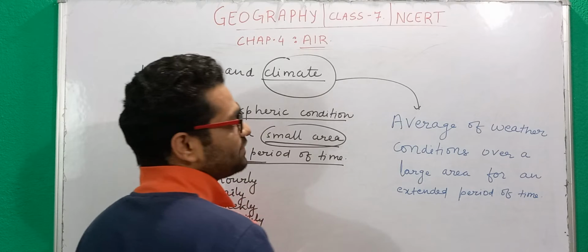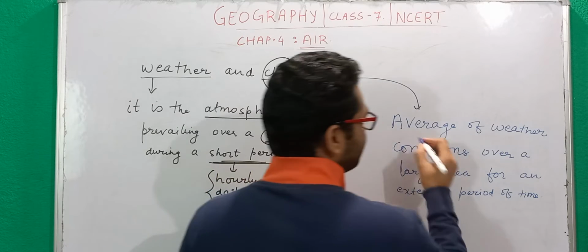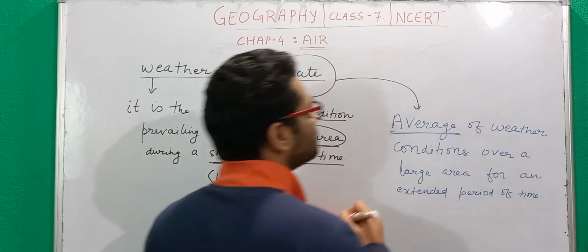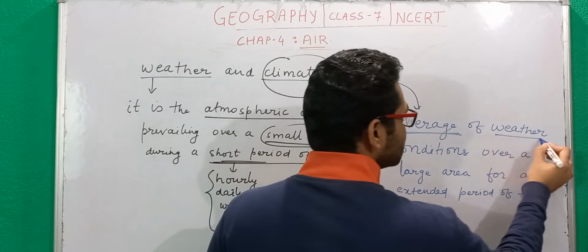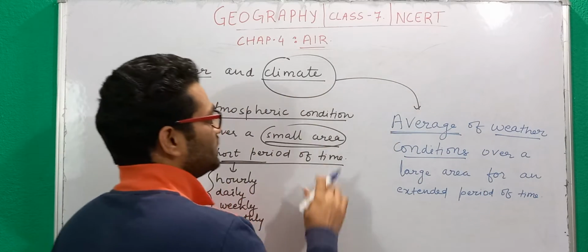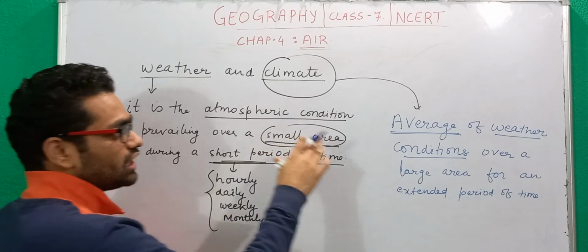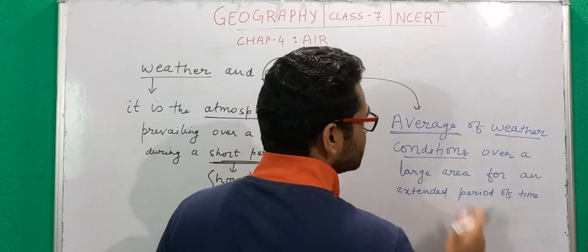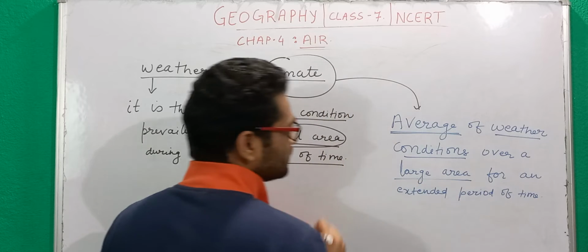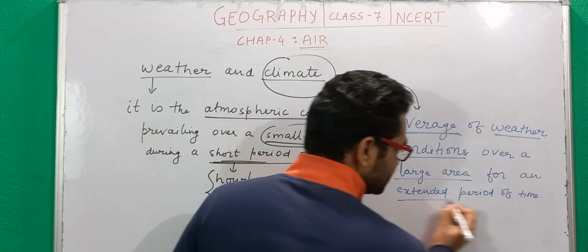Now again, we have some key terms here. First thing is that it is the average. Average of what? Average of weather conditions. Here is weather, and when we talk about climate, it is basically the average of weather conditions over a large area and over an extended period of time.